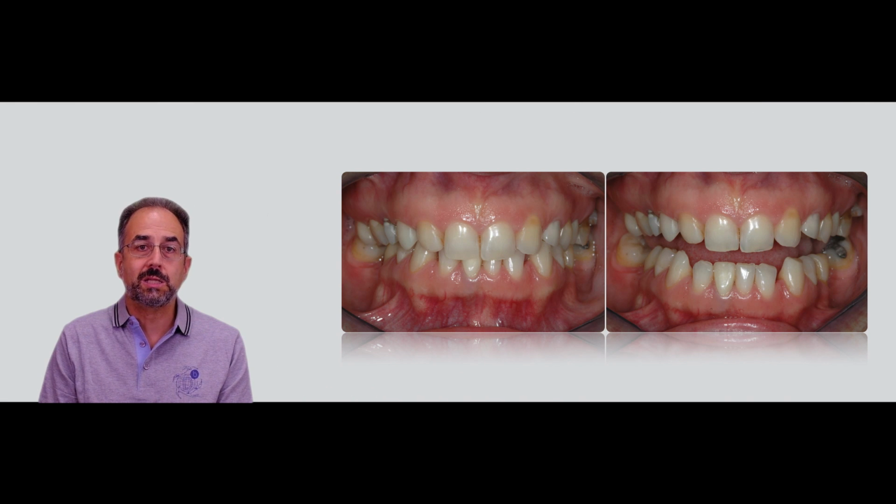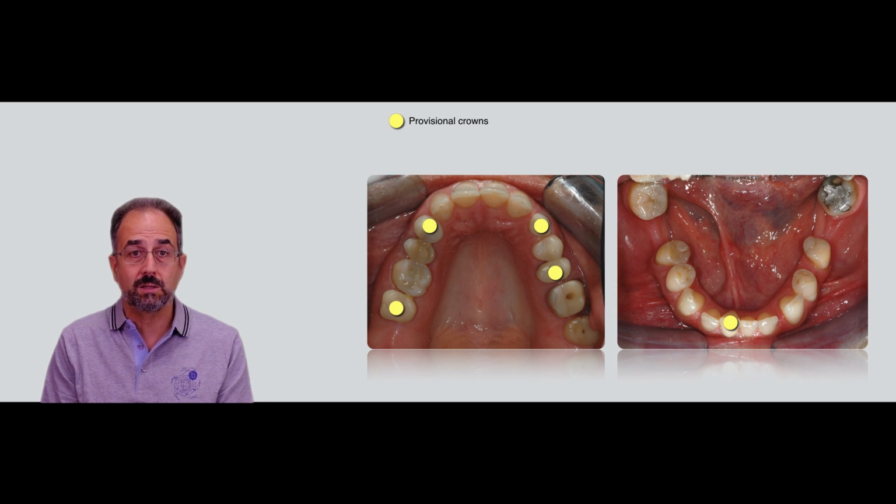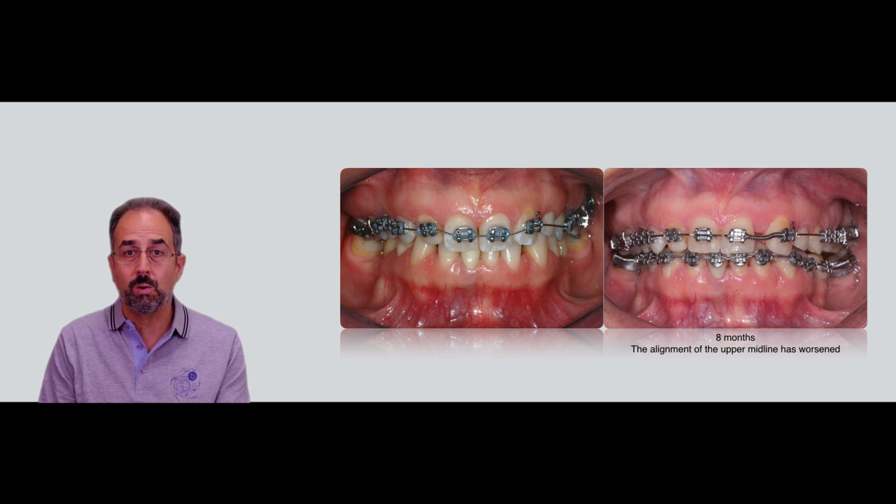So this is the situation after the initial phase of therapy. We placed provisional crowns in these teeth, and I cemented them with a permanent cement to start then orthodontic therapy without worrying of them coming off.